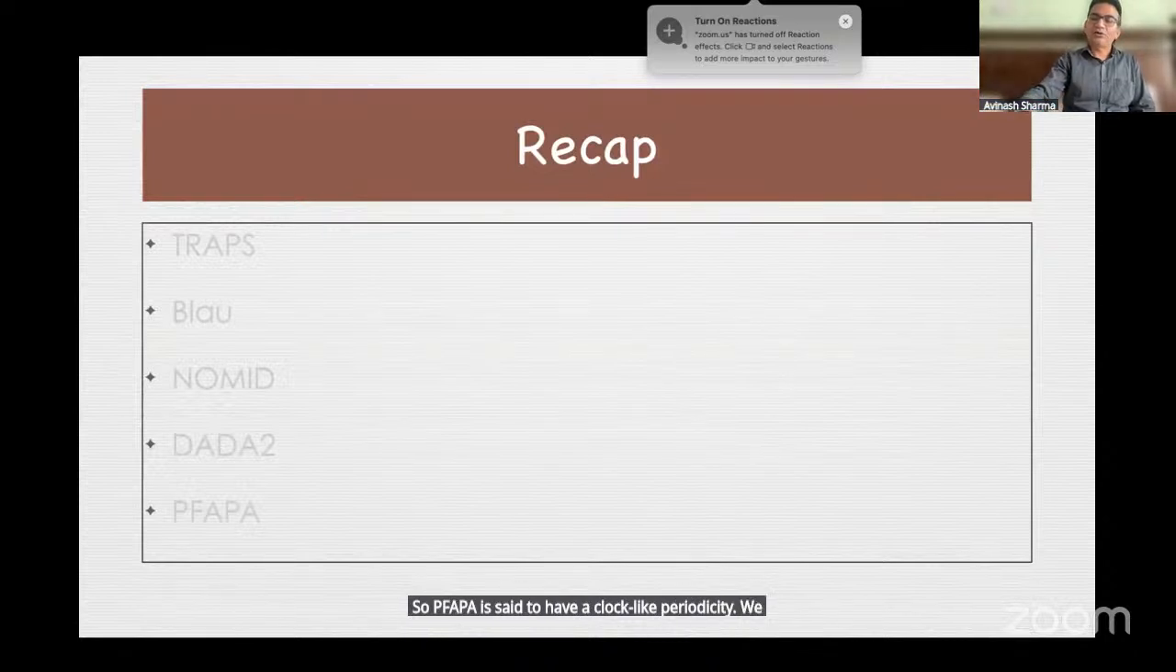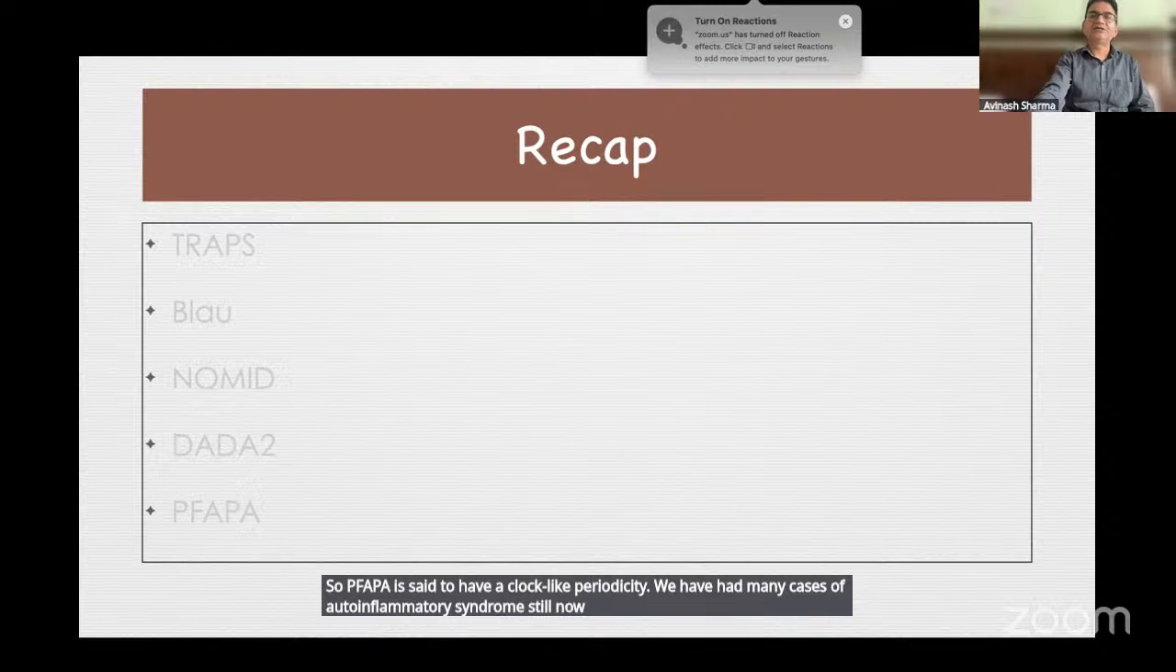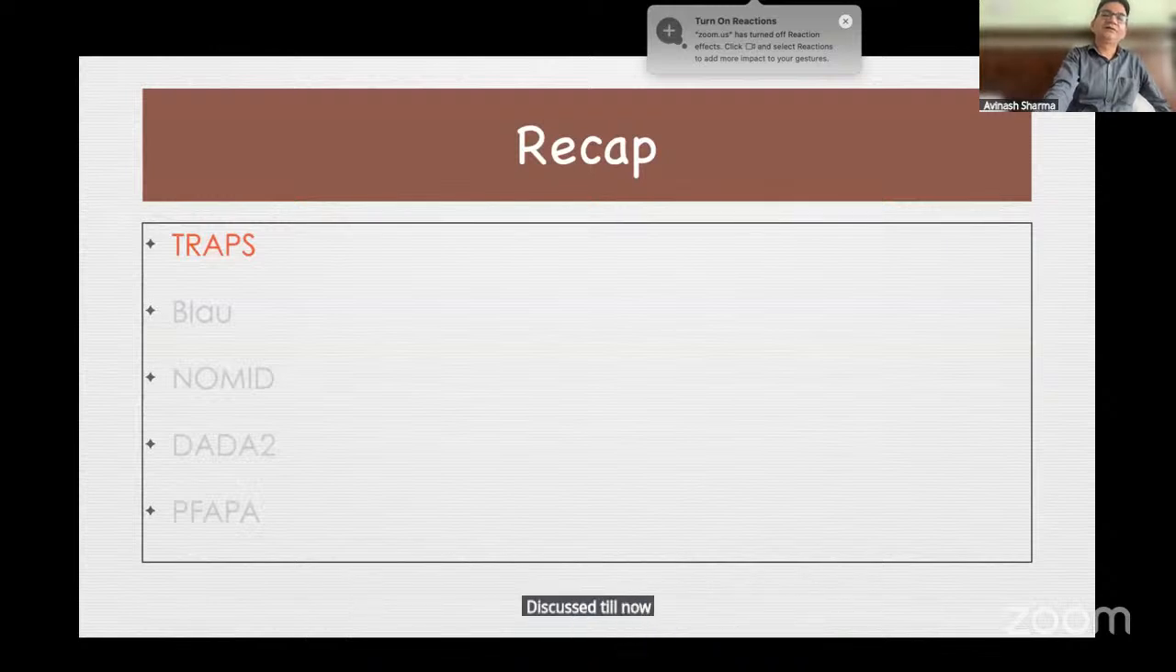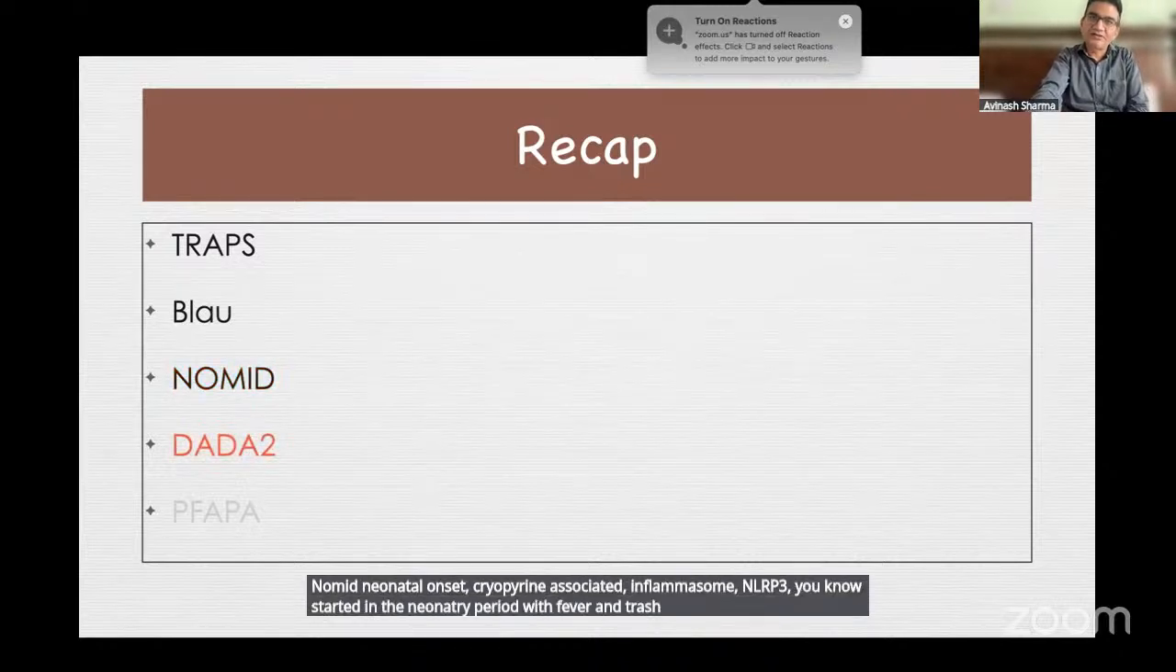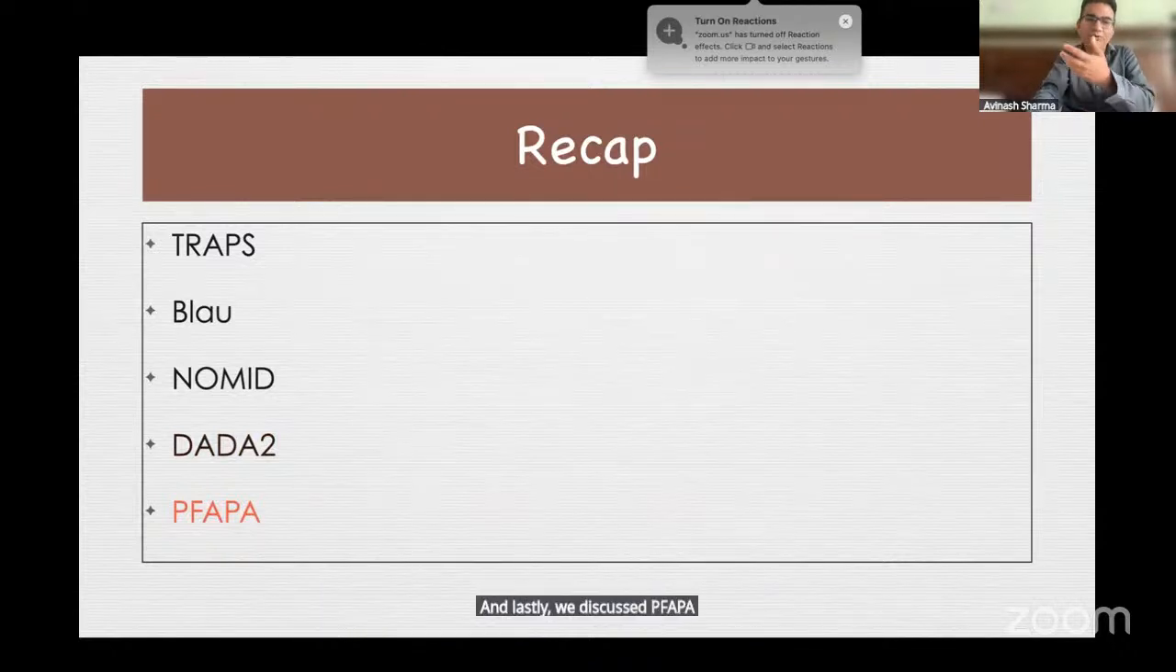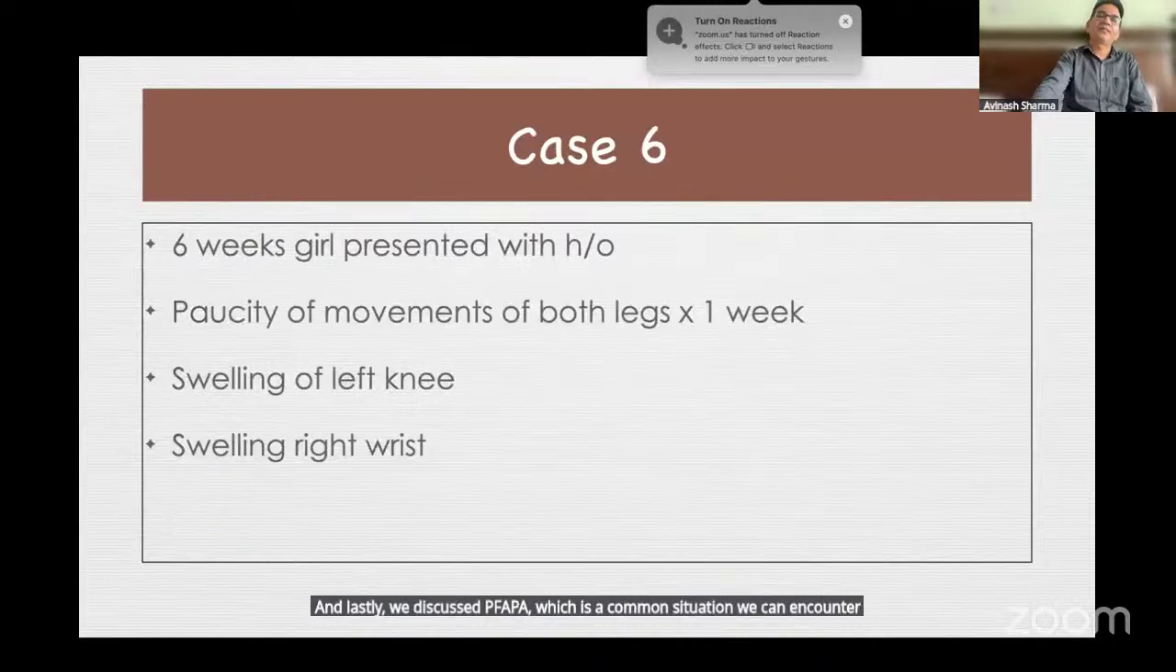We have had many cases of autoinflammatory syndrome till now. So let us recap just to remind us of whatever we have discussed. TRAPS, which presented with fever, rash, pain abdomen, joint pains. Blau, who did not have fever but periarticular boggy swellings along with granulomatous uveitis and rash. NOMID, neonatal onset, cryopyrin associated, inflammasome, NLRP3, started in the neonatal period with fever and rash. Deficiency of ADA2, cause of vasculitis, recurrent stroke, can have hypogammaglobulinemia and cytopenias. And lastly, we discussed PFAPA, which is a common situation we can encounter in our setups. Moving ahead.